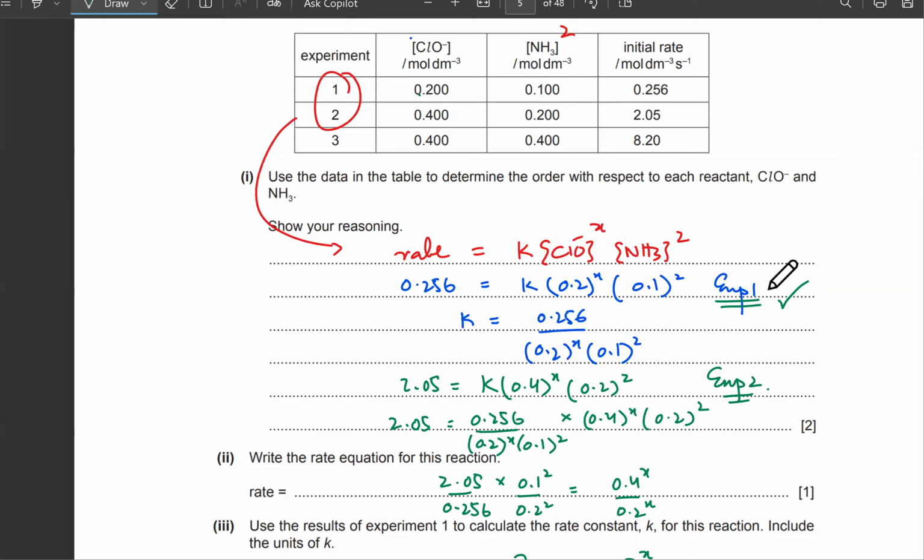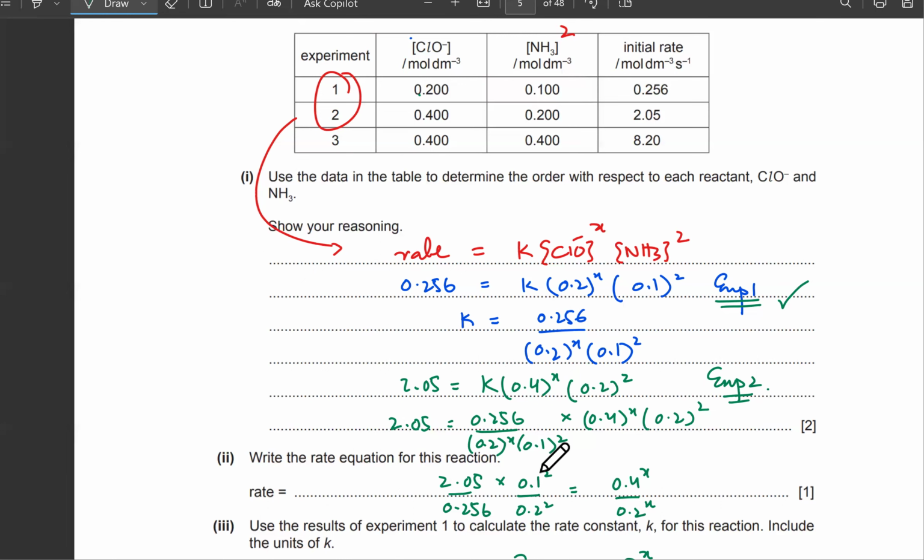And after that, once I did that, I found out k. I plugged in experiment number 2 data into the same rate equation. So I had two expressions, and then I simultaneously solved them. I took the k from the first one, and k was a constant, so it had the same value. So I plugged it in the second one.